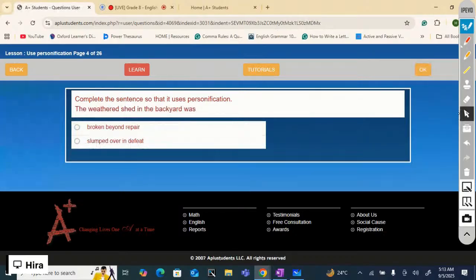"The weathered shed in the backyard was broken beyond repair" or "was slumped over in defeat." Weathered shed means damaged or destroyed shed in the backyard. Select the words which complete the sentence so that it uses personification.